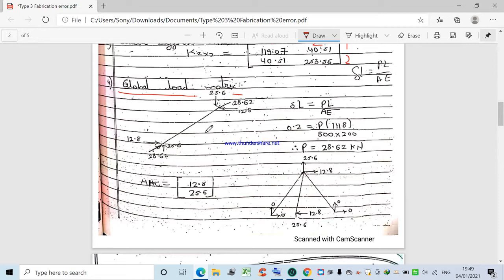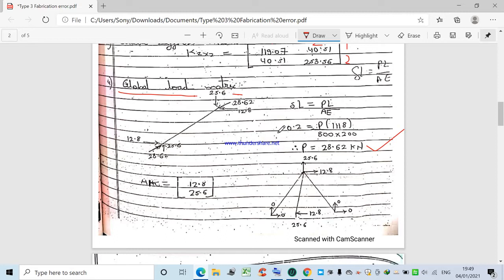So in this case, first of all, delta L is equal to PL by AE, which we have to calculate. Delta L is already given as 0.2. P we have as unknown, and L and AE are known. So P is equal to 28.62. We can consider that, okay, P is equal to 28.62.